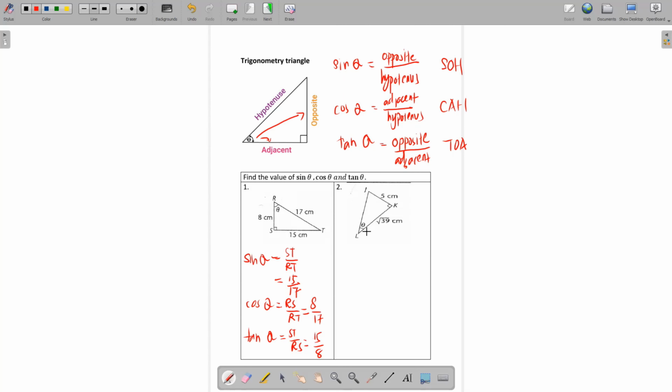So we try another example here. If let's say now your theta is over here, you are asked to find sine, cos. When some of the side values are not given, we need to find the side. How are we going to find the side first? To find JL, we use Pythagoras theorem. If you forgot what is Pythagoras theorem, that one was in Form 1, Pythagoras theorem chapter.